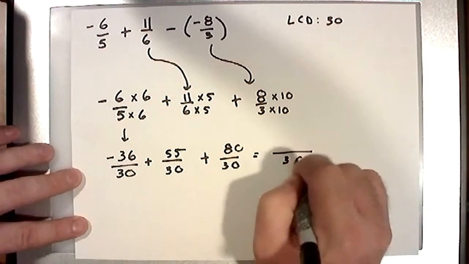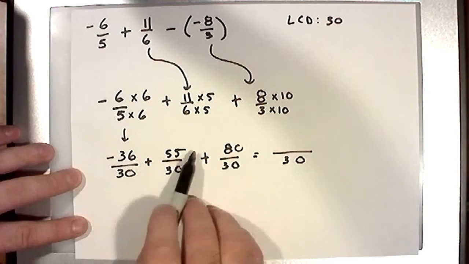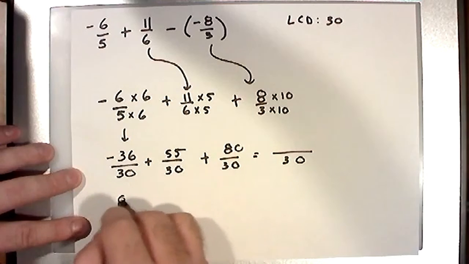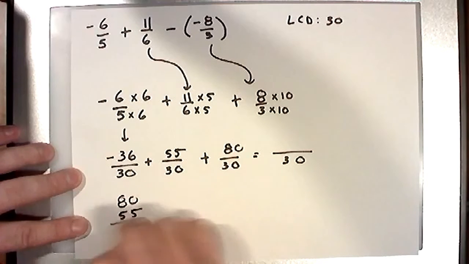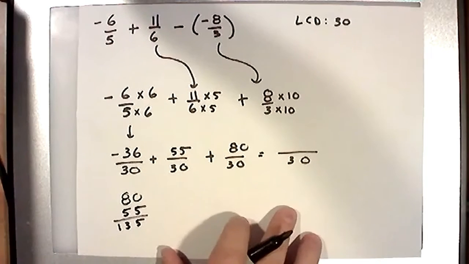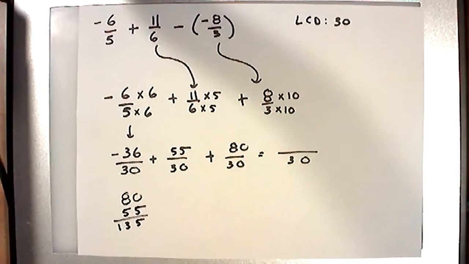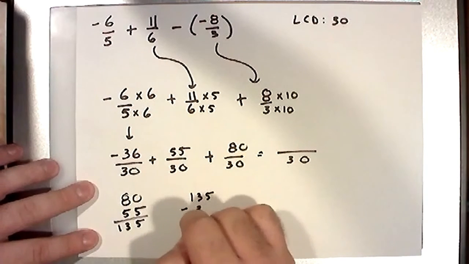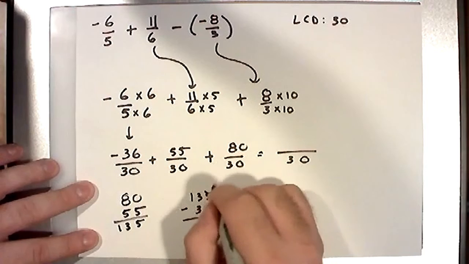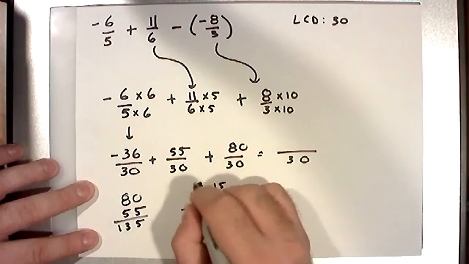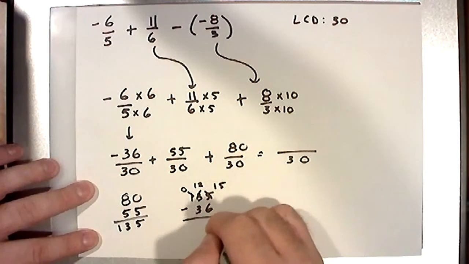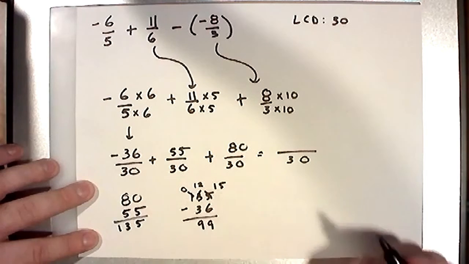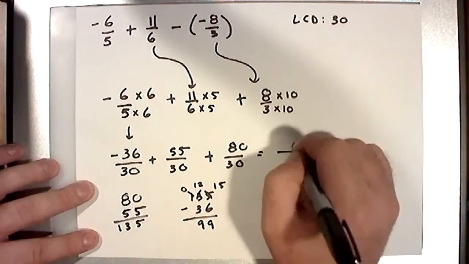We know our denominator is going to be 30. 55 and 80, right? Just do this by hand if you need to. Not a big fan of doing addition and subtraction in your head. That's when you kind of make mistakes, right? So we got 135 from 55 and 80. Now we're going to take 135 minus 36. You probably know it'll be 99, but no big deal if you need to go through it. 15 minus 6 is 9. 12 minus 3 is 9. So we got 99. Positive 99.